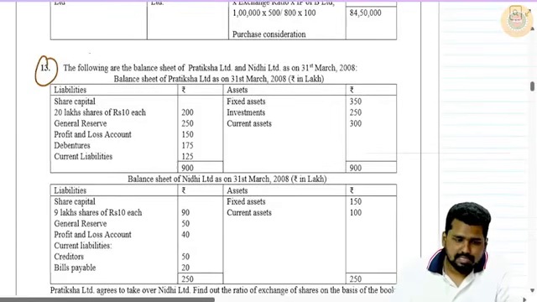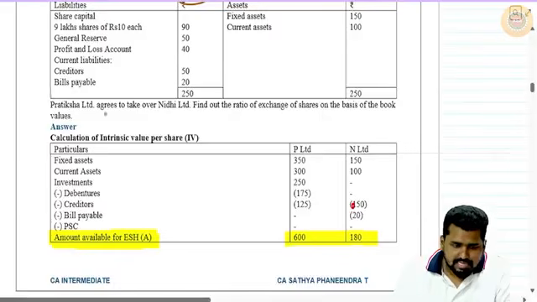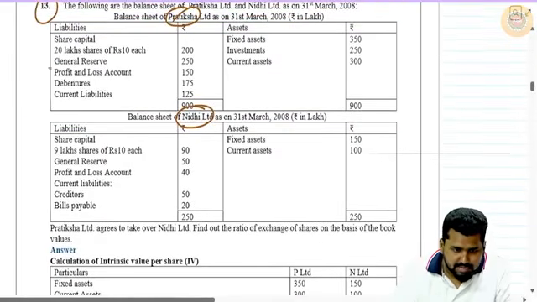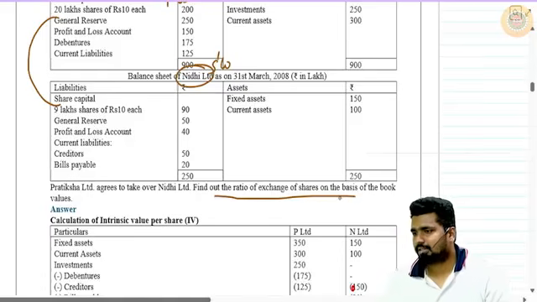Clear? Listen, the following are the balance sheets of Pratiksha and Nidhi Limited as on 31st March. Balance sheet of Pratiksha Limited and Nidhi Limited they have given. Share capital, everything they have given, assets they have given, everything is fine. Pratiksha Limited agrees to take over this company. Pratiksha is the purchasing company, Nidhi is what? Selling company. Pratiksha Limited agrees to take over Nidhi Limited. Find out the ratio of exchange of shares on the basis of book values.